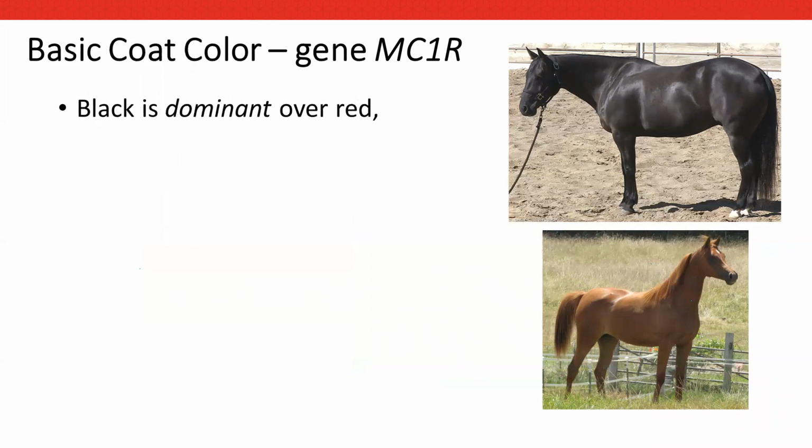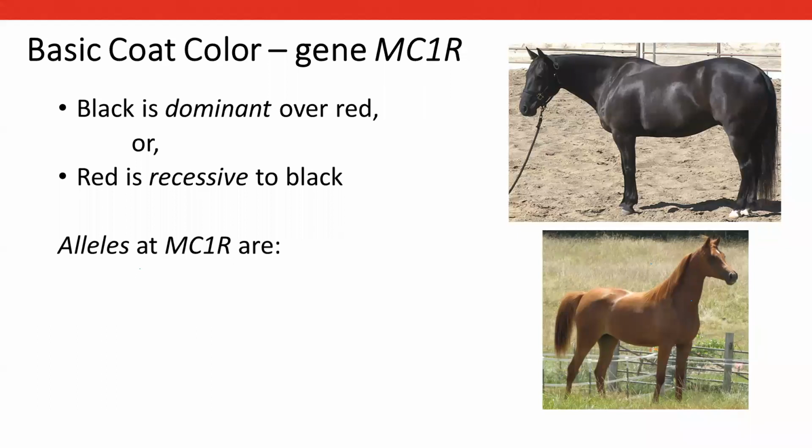So when we go back to our example, as brown eyes was dominant to blue eyes, black, the horse coat color, is dominant to red. Or we could think about it and say that red is recessive to black. So the alleles at this locus are big E, which denotes the dominant allele for a black horse, or the little e, which is a recessive allele that red horses will have.